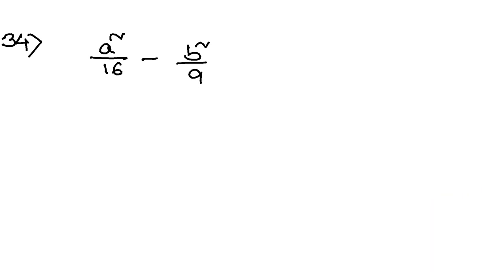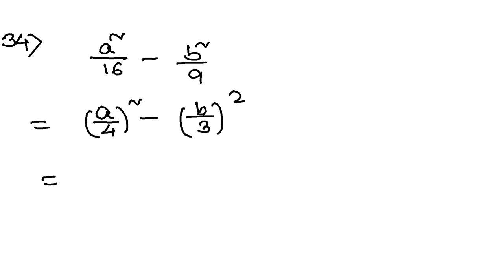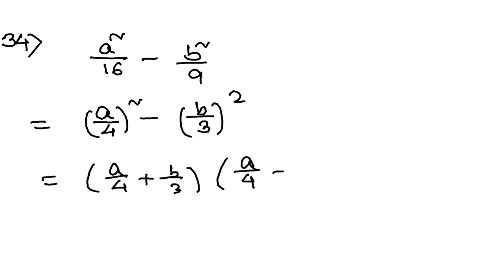Now 34 is plain and simple. This can be written as a by 4 whole square minus b by 3 whole square. So imagine a square minus b square. So this is a plus b into a minus b. Very, very simple. Question number 34. Let's move on to question number 35.